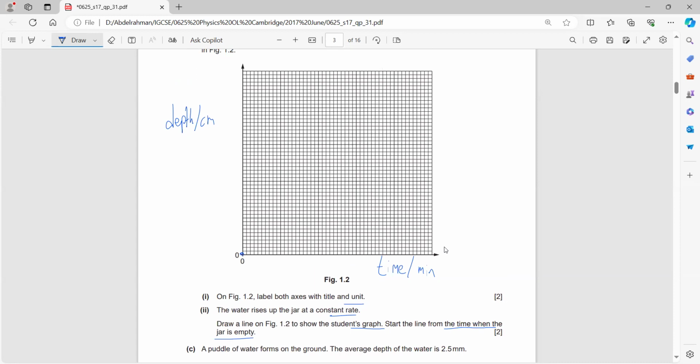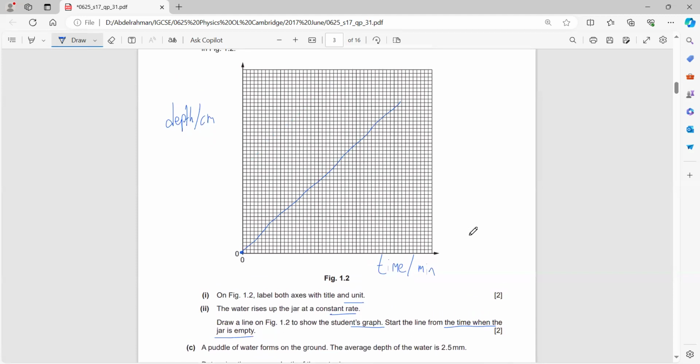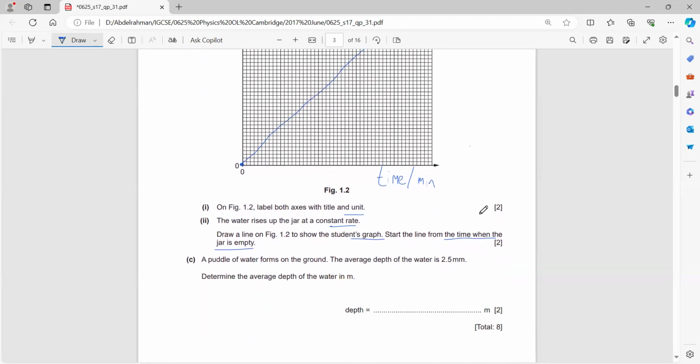With what gradient should we draw it? Whatever gradient you like. All you need to do, straight line using a ruler, and that's it. Probably the simplest 2 marks you can receive. Okay? Any questions? Okay.